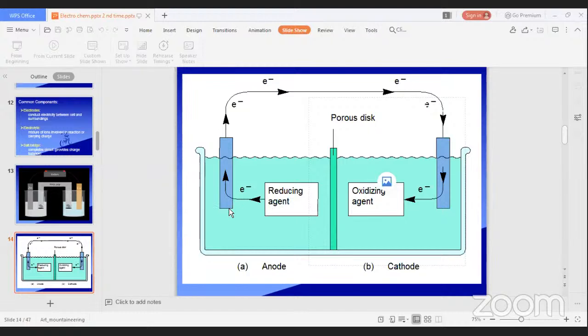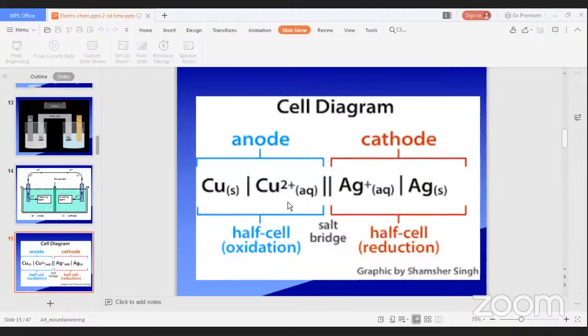Oxidation is nothing but an increase in the oxidation state or loss of electrons. If I take copper here, copper to Cu2+ is the conversion. That means copper is losing 2 electrons. That process is called oxidation. Meanwhile, what is happening? Silver, Ag+, is gaining 1 electron and forming Ag. So this process is called reduction.